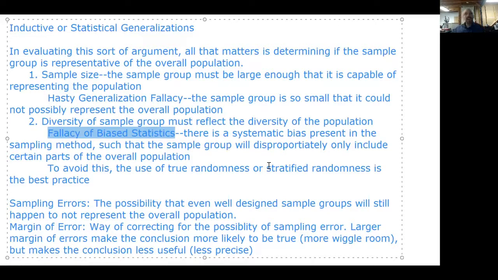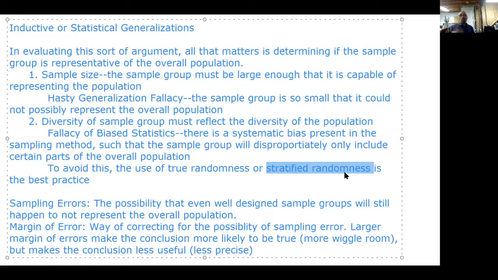And the best way of avoiding this is to use either true randomness or stratified randomness. That's sort of the best practice. That's the way that we can try to avoid the fallacy of biased statistics as best as we can. It's not always possible. It's really expensive to even do a stratified random survey. It takes a lot of time. You need a really high response rate, and people don't like responding to things like opinion polls and whatnot.